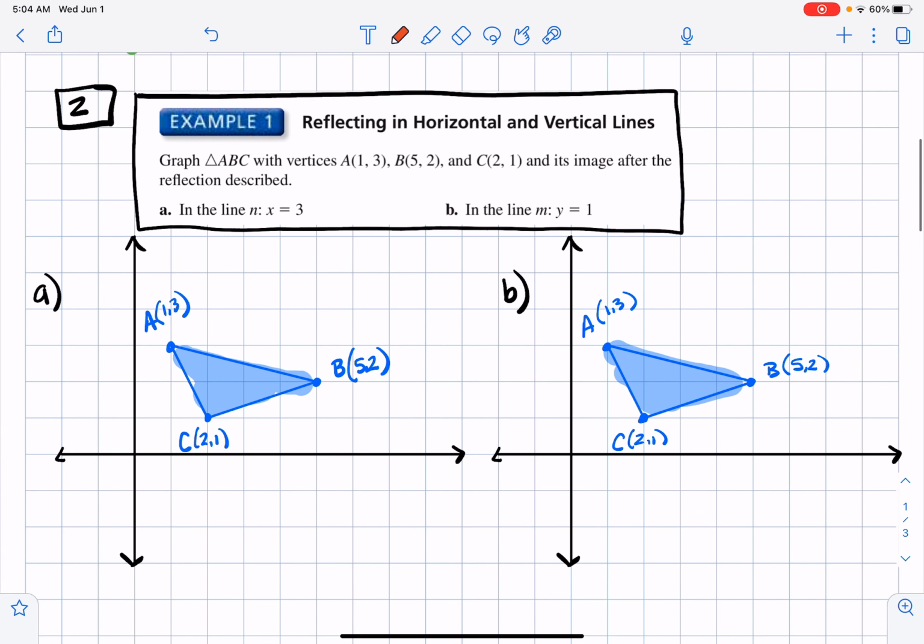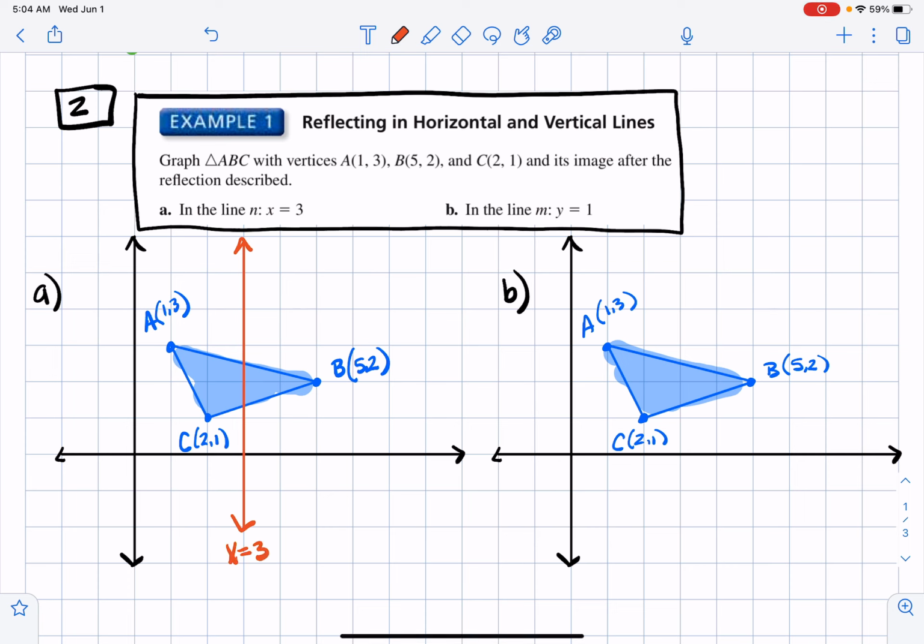In box 2, let's talk about a little example here. It says graph triangle ABC with the vertices and its image after a reflection is described. Okay, so for part A it says described in the line x equals 3. So the first thing that we have to do is actually graph the line x equals 3. So 1, 2, 3. So this right here is the vertical line, x equals 3. So I'll go ahead and draw that for you. Here's the line x is equal to 3.